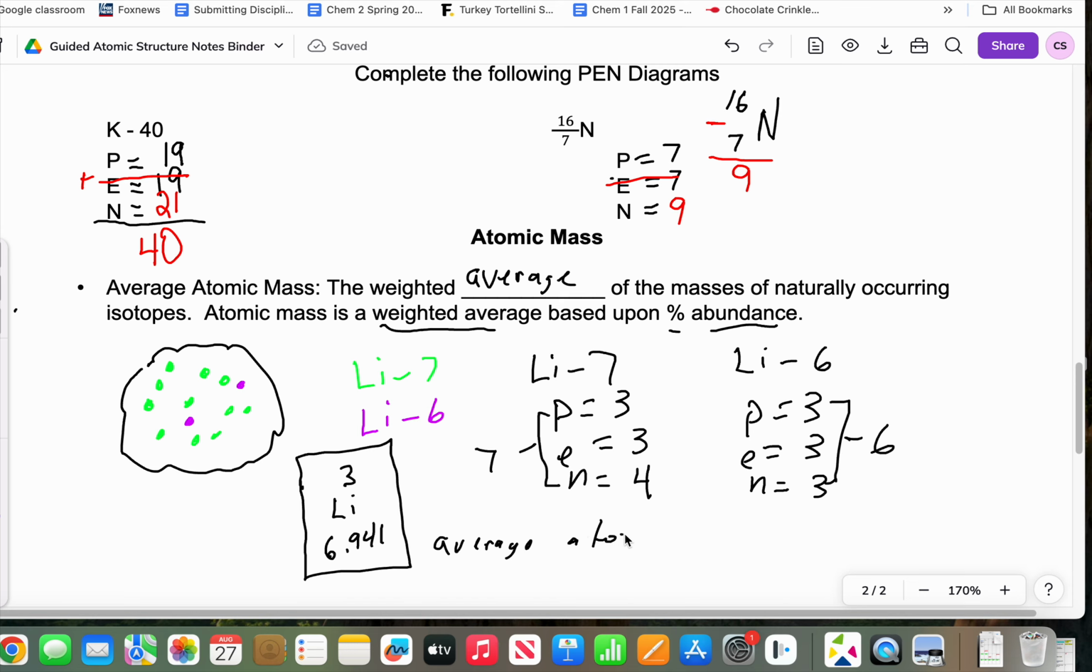atomic mass. Now, if you just average 6 and 7, you would get 6.5. But that's not what's on the periodic table. The reason that it's 6.941 is because the average takes into account how common or how abundant a certain isotope is. And because lithium-7 is way more common than lithium-6, the average is closer to 7 than 6.